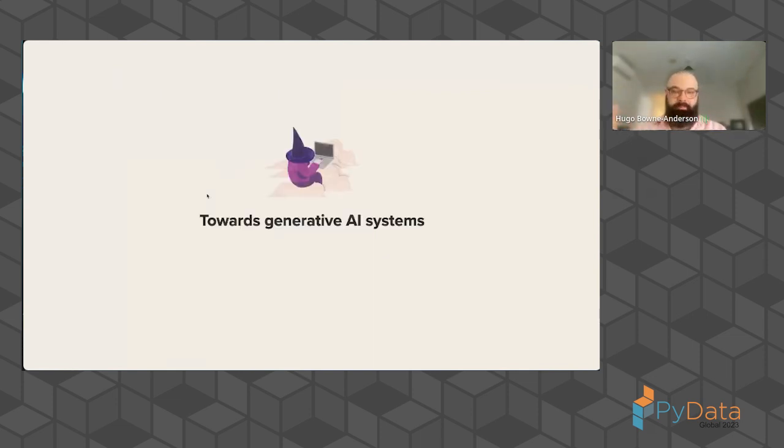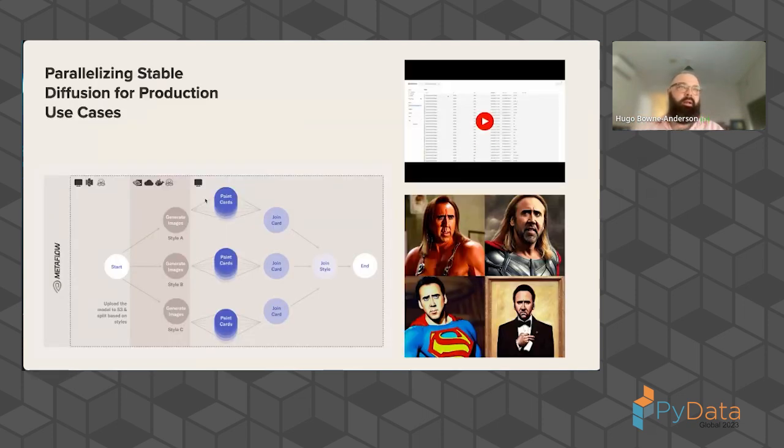So in the final 10 minutes, I want to talk about the types of generative AI systems that we're talking about, and then some key concerns, okay?